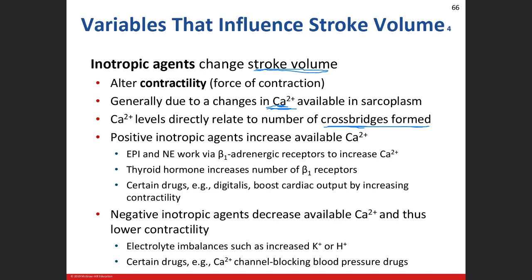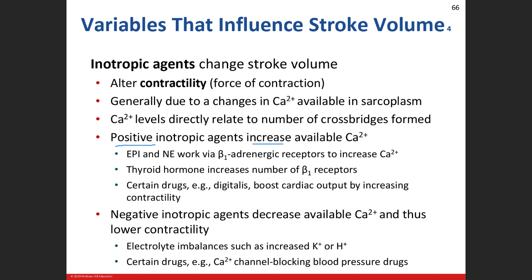It is very important. So we have a direct relationship between the amount of calcium and the number of cross bridges. Because the more cross bridges that we get to form, the more forceful a contraction we can have. It's always easier to have 10 people pulling on a rope than one person pulling on a rope. So when we talk about positive inotropic agents, they're going to increase calcium's availability.